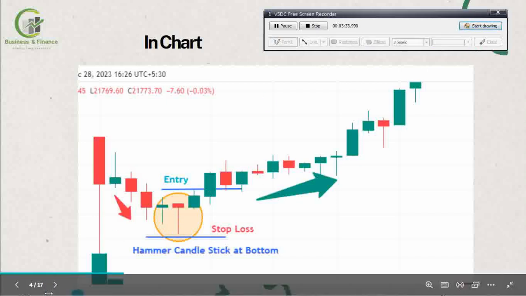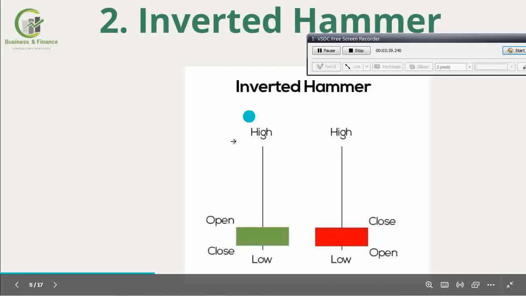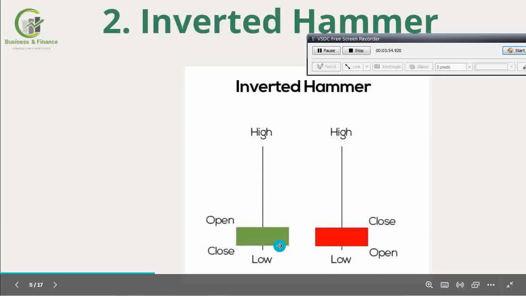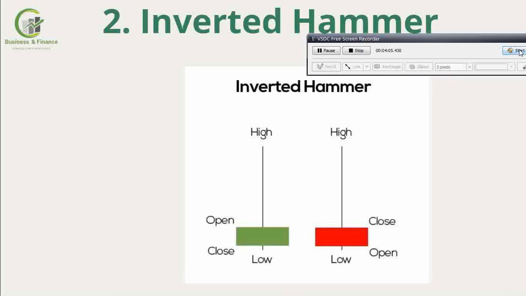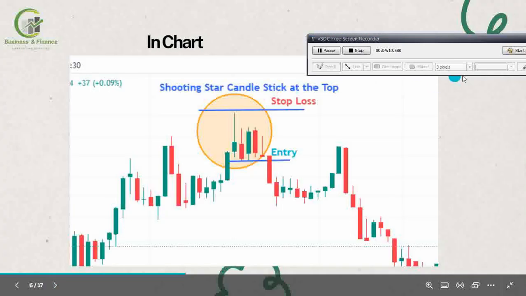Now the second candlestick is the inverted hammer candle, the opposite of the hammer. Same as the hammer, the lower wick should not be more than 25% of the body, and the upper wick size should be 2.5 to 5 times the body size. That is considered a very strong inverted hammer candle. So let's see it in our chart and how we have to trade.